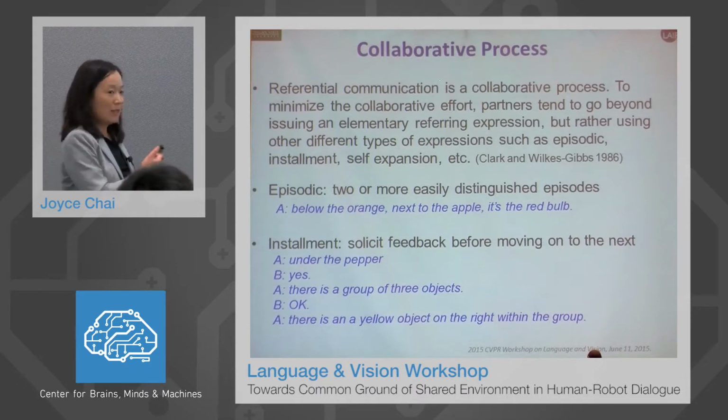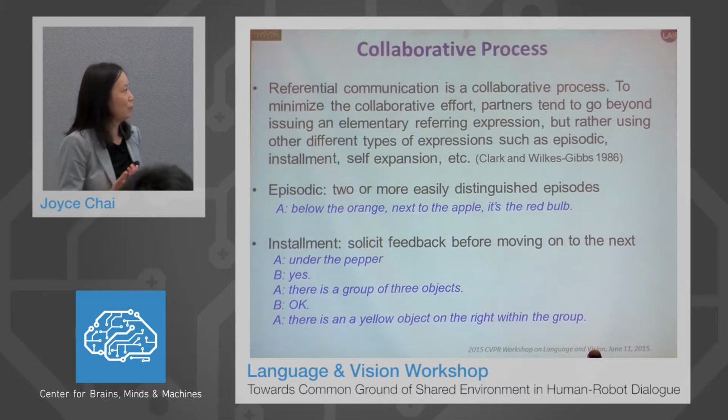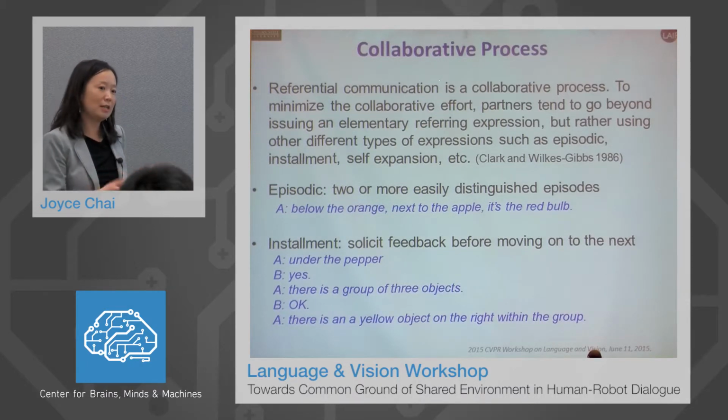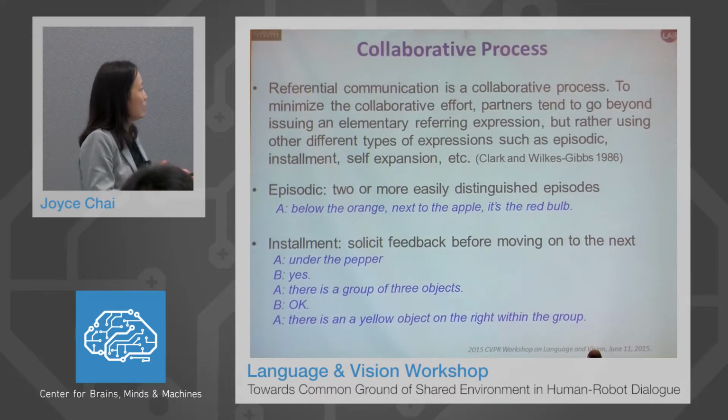As we already saw, referential communication is a collaborative process. So it's not just generating a single minimum description. Previous work has also mentioned that humans use different types of expressions, such as episodic, where 2 or more easily distinguished episodes are generated towards the target object, and the installment model, where after each installment, the speaker solicits feedback from the listener before moving on to the next.